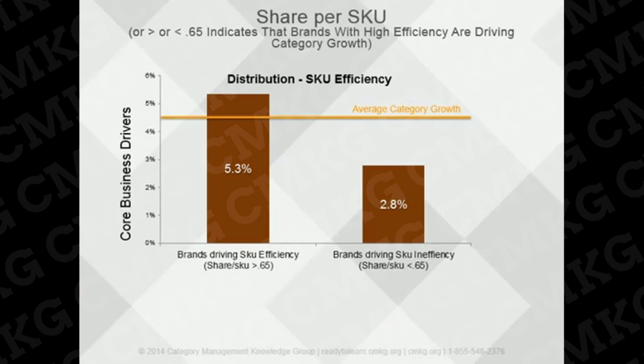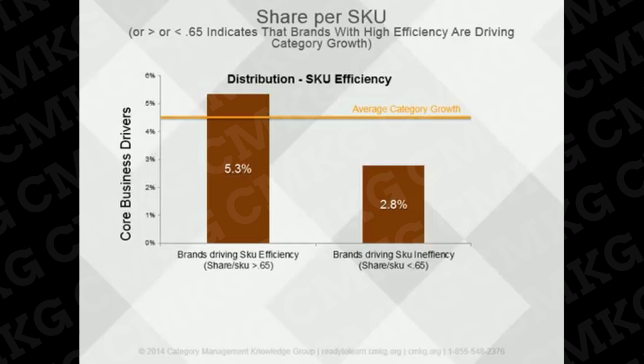Here's our second measure of SKU efficiency, which is dollar share per SKU. As a reminder, this measure is calculated by taking the dollar share for the brand divided by the number of SKUs carried by that brand. Looking at those brands that have greater than 0.65 share per SKU versus those with less than 0.65, we see that greater SKU efficiency, or a higher share per SKU, drives more growth.